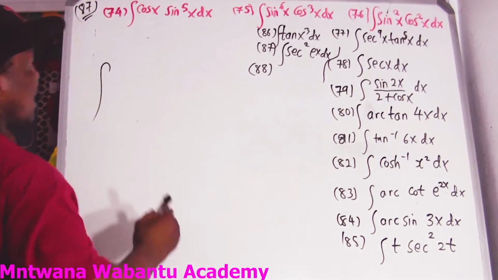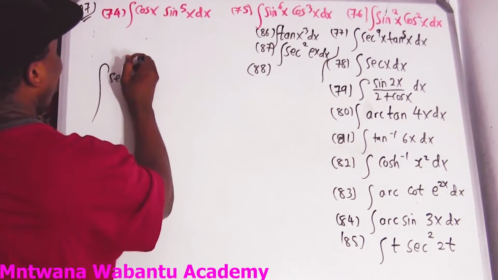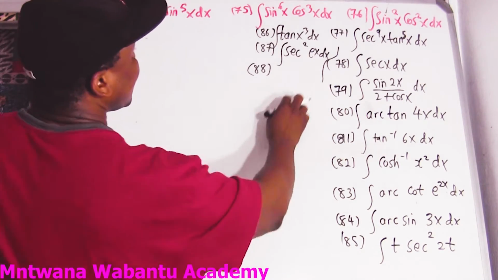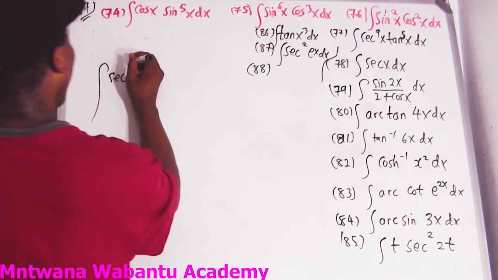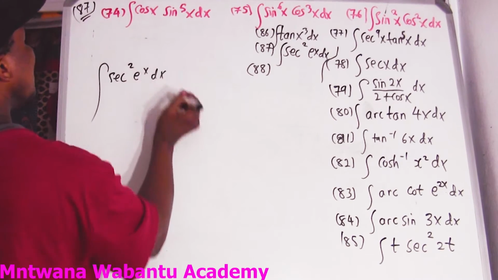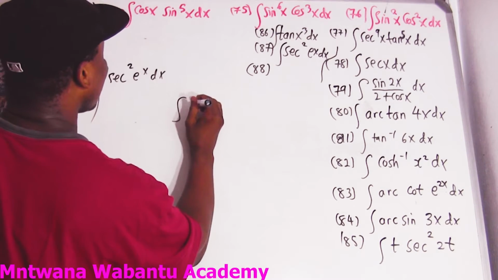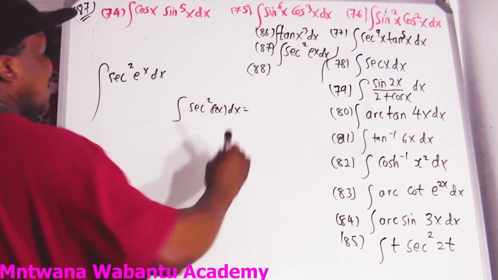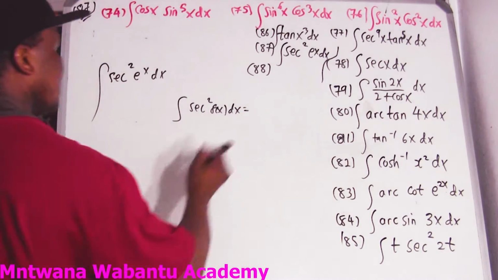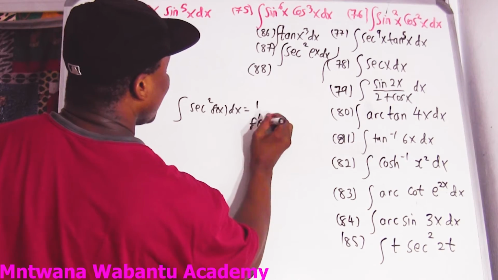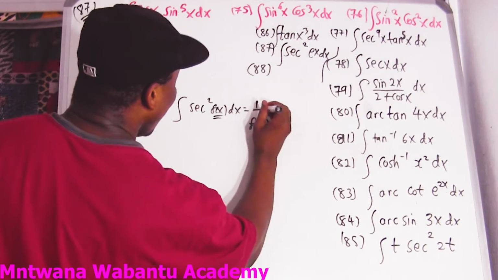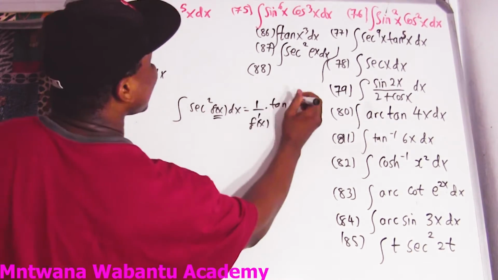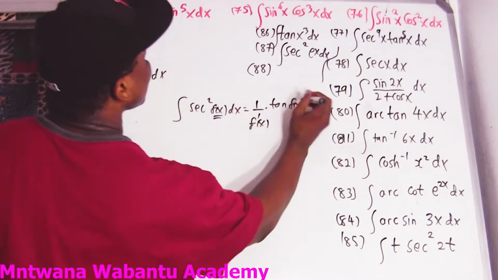Okay, integral of sec squared e to the x dx. Just remember, if you integrate sec squared of a function dx, this gives us tan. You must divide by the derivative of the function, and then you get tan of exactly the same function. No limit, so you plus constant.